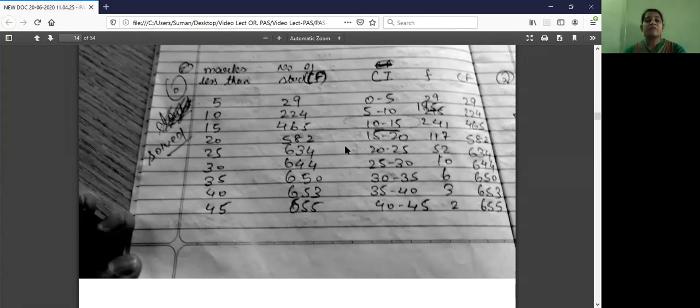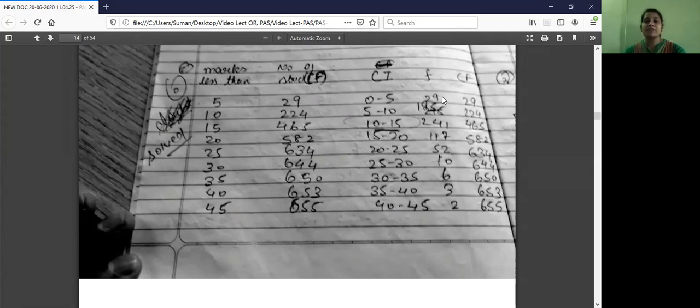So first we make the class interval. How do we find the class interval? First you check all these values, the total difference is 5. So for our class interval, we write 0 to 5, 5 to 10, 10 to 15, 15 to 20, 20 to 25, 25 to 30, 30 to 35, 35 to 40 and 40 to 45. This is our class interval.